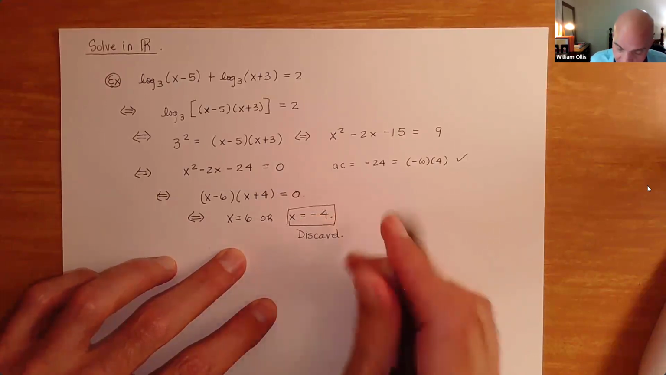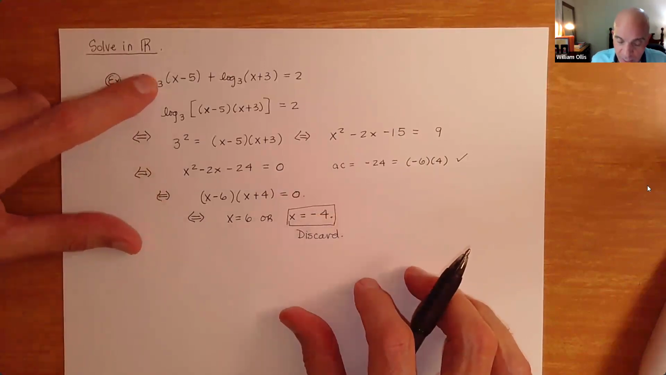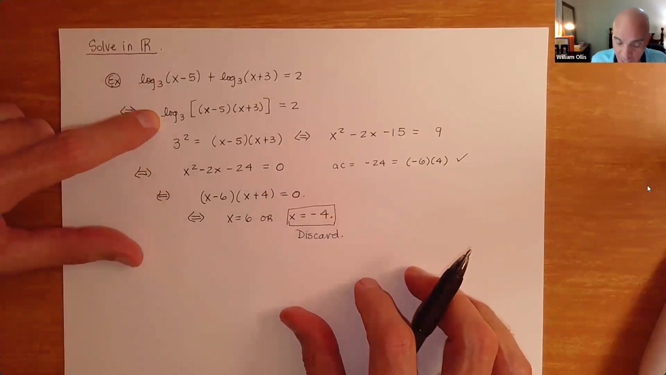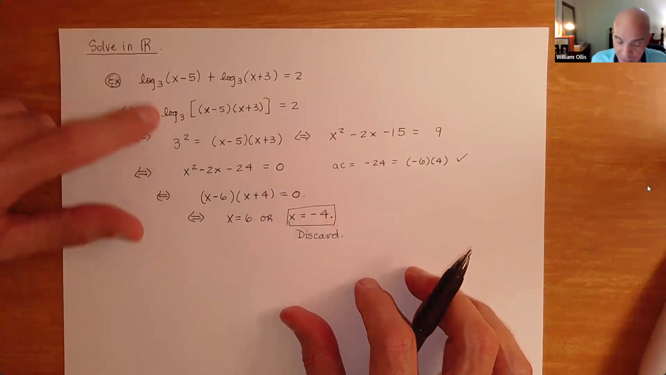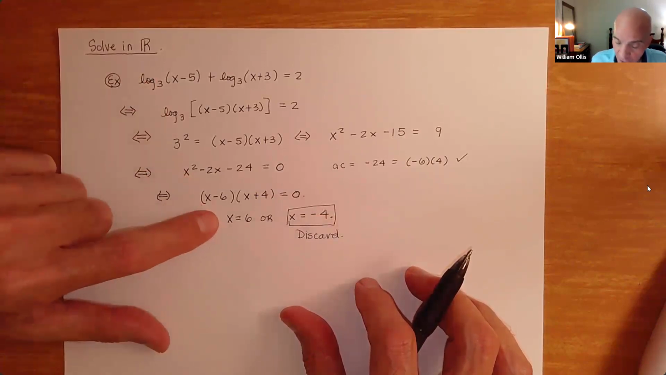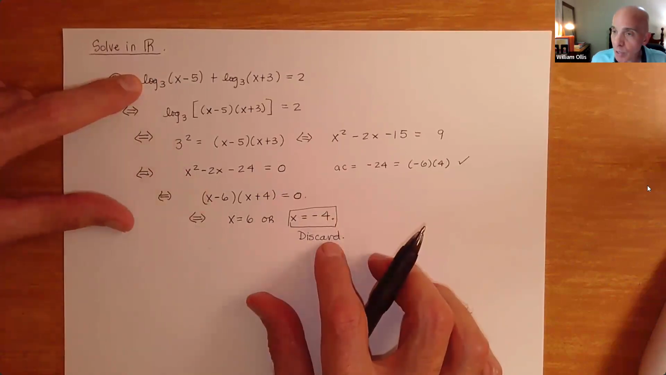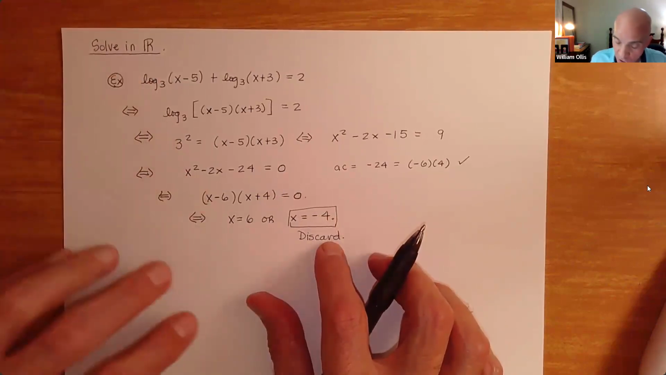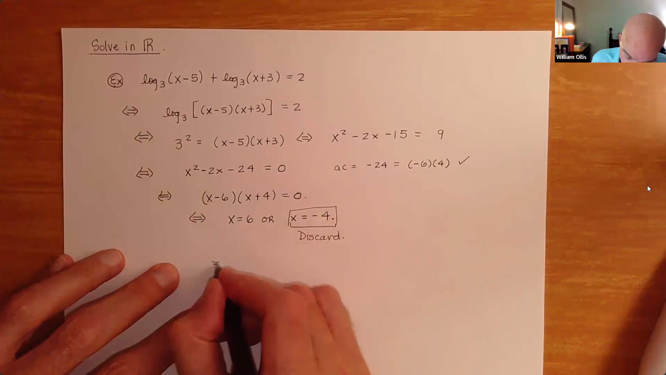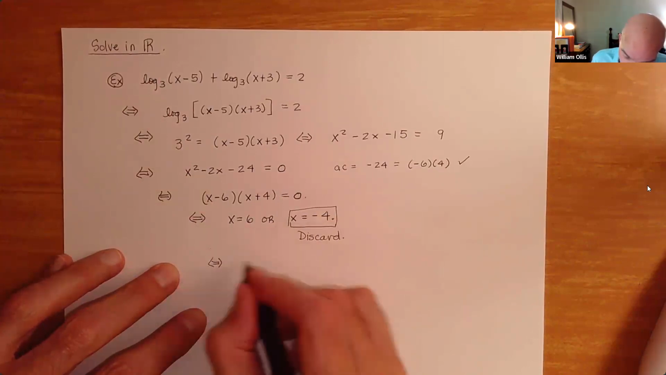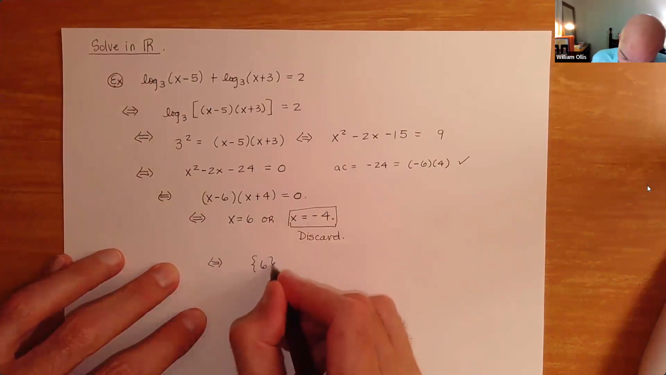What we find is that when we use the logarithm identities, we do get something that's true where it's defined, but we see that we have a value of x for which the original equation is not defined. So we discard this. So this will imply that our solution set is just 6.